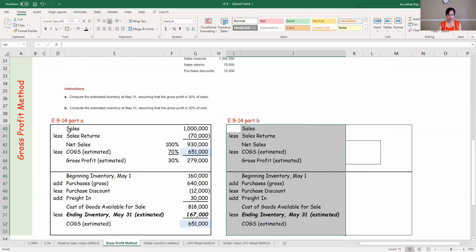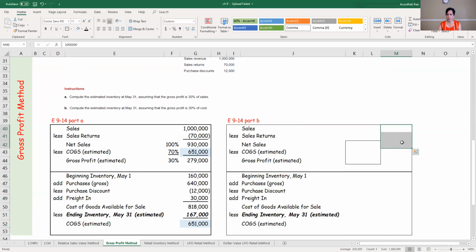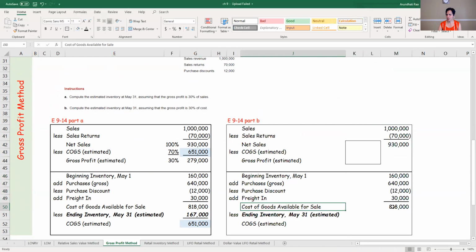So this part, basically, we're looking at all the same over here. What doesn't change is what these numbers are not going to change. Sales minus sales return is net sales. It is what it is. Those are those numbers. Same thing over here. What we have over here, this part is not going to change. So that's exactly the same. Cost of goods available for sale is 818. That doesn't change. So what changes is the rest of the numbers in terms of estimates.